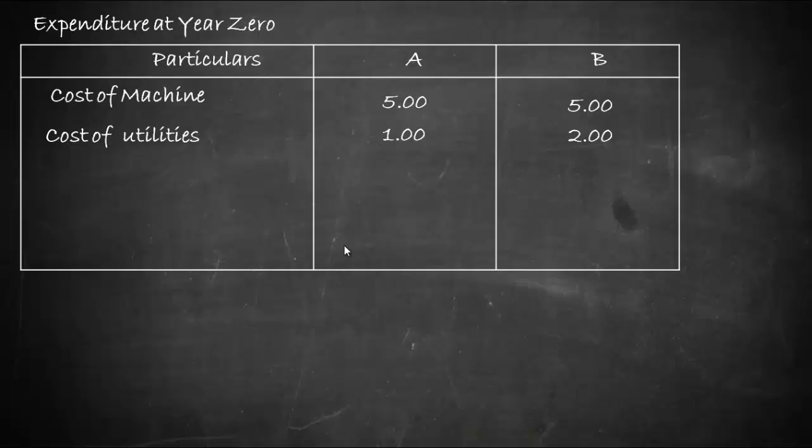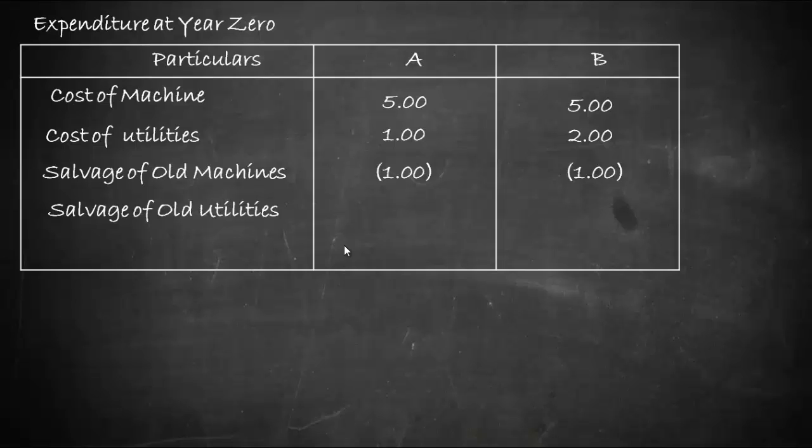Okay, and when they are purchasing the new mission, they have to sell their existing mission, and that gives the salvage value of 1 lakh. So that's going to be common for both. But when they purchase mission B, they cannot use the existing utilities, so they have to sell off the existing utilities. The salvage value will be 20,000. Salvage of old utilities is not applicable for mission A but applicable for mission B, which is 20,000.